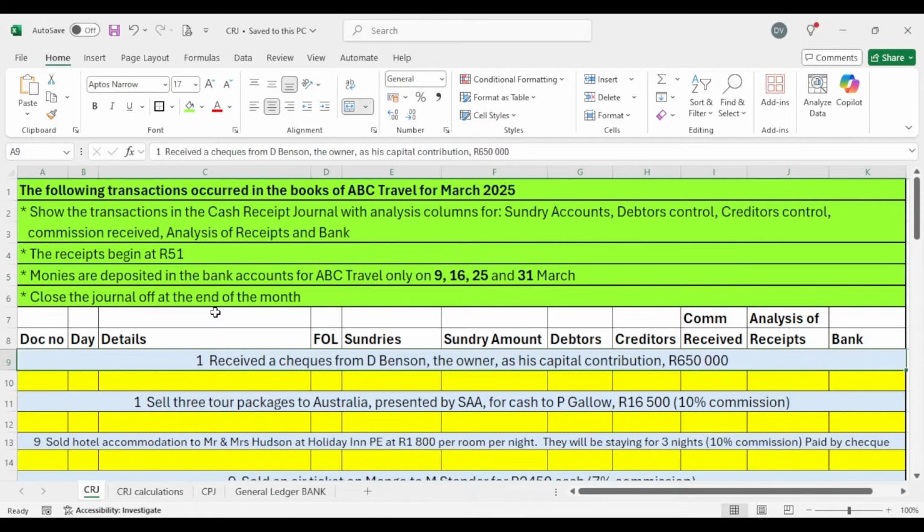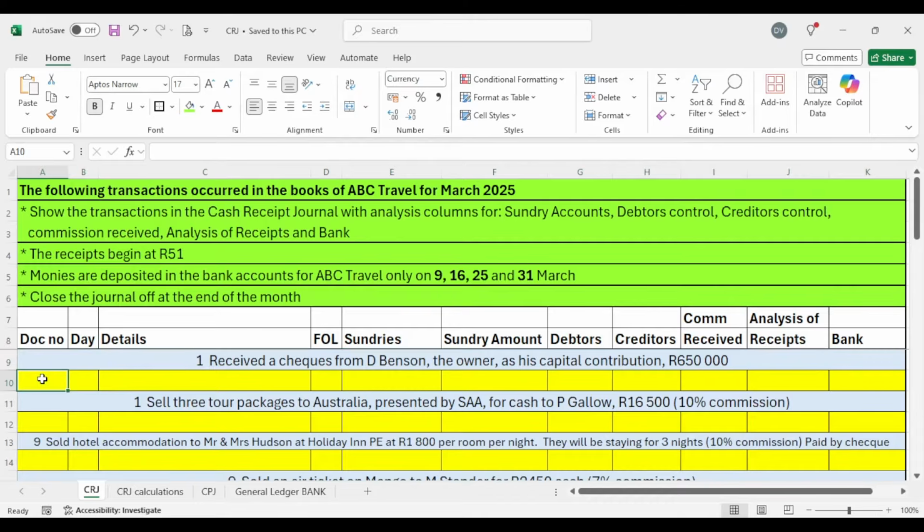Right. So the very first thing we need to fill in is our document number or your receipt number. The question gave it to you. It starts with R51. The day was the 1st of the month. The very next thing I want you to do is to fill in the full amount under analysis of receipt, 650,000 Rand. And you will always do this in your cash receipt journal. You're going to take the full value, fill it in under analysis of receipt.